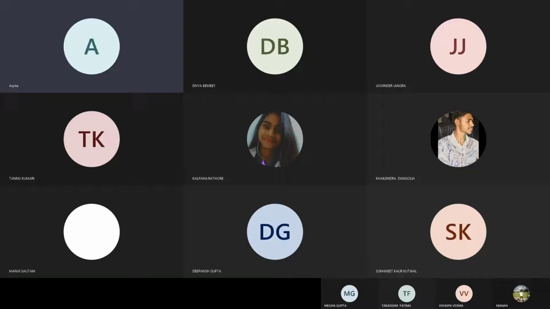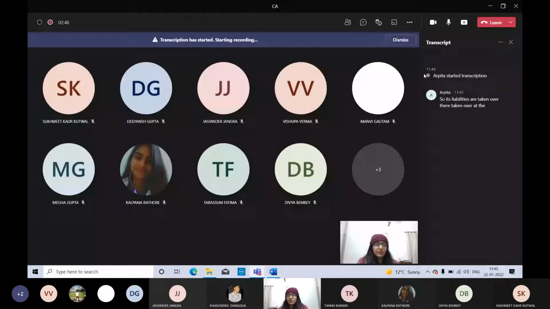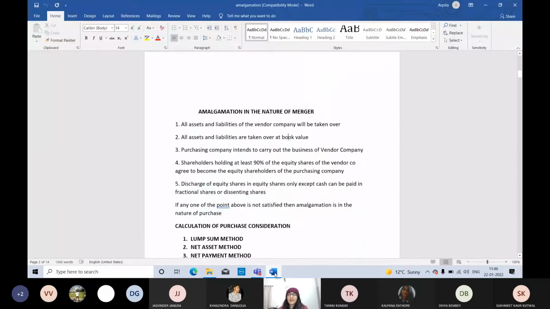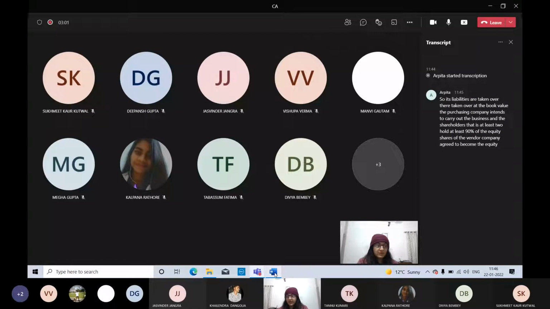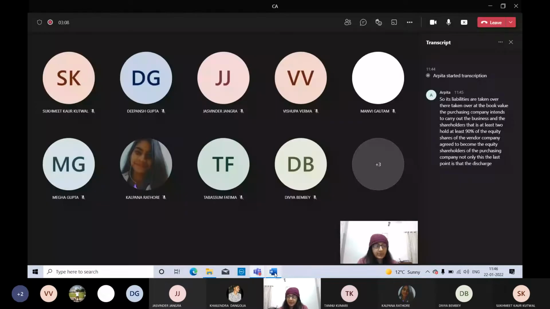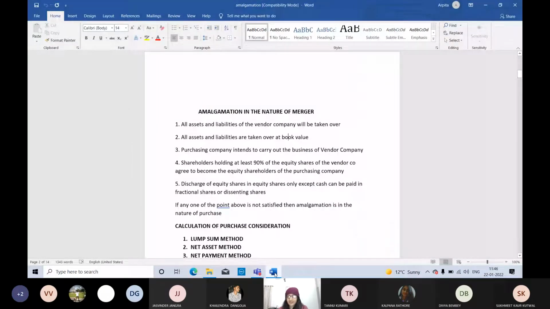That is, the assets and liabilities are taken over at the book value. The purchasing company intends to carry on the business, and the shareholders who hold at least 90% of the equity shares of the vendor company agree to become the equity shareholders of the purchasing company. Not only this, the last point is that the discharge happens in equity shares, except for dissenting shareholders and for fractional shares, right?